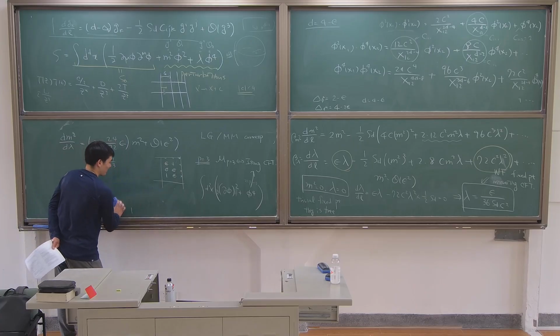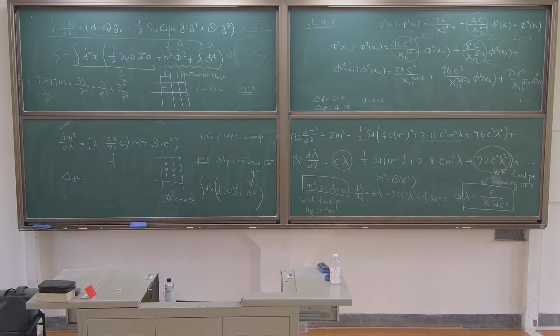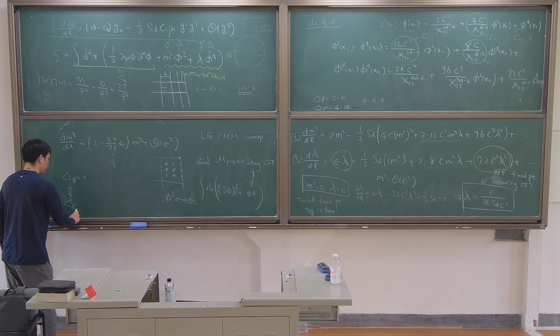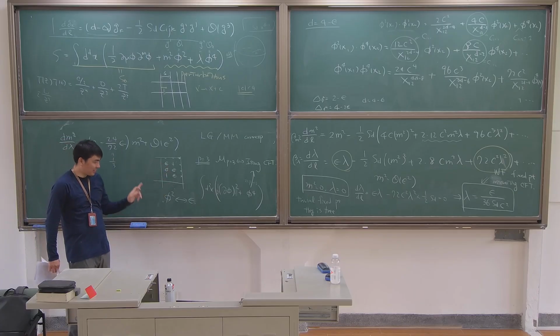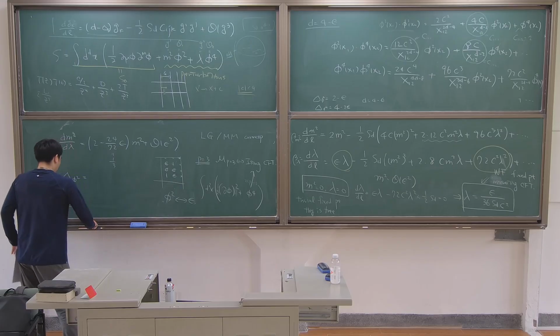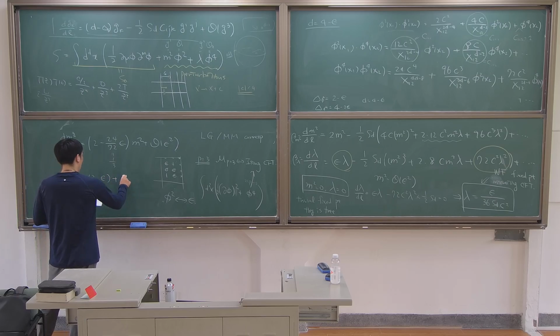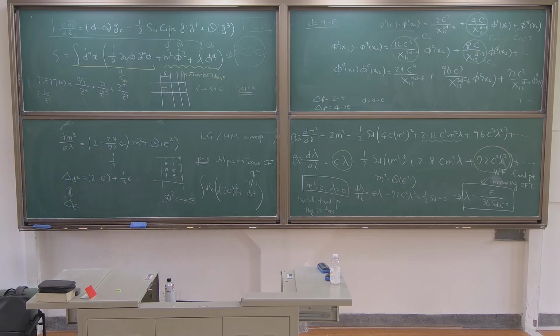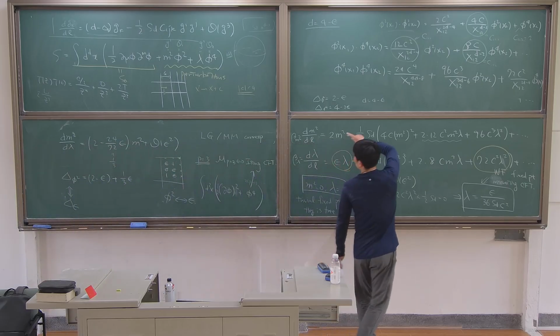Anyway, I'm sorry. But if you have this correspondence, phi square should correspond to epsilon. That's the energy density operator. So phi square is expected to be related to epsilon, the energy density operator. This epsilon is different from this epsilon, okay? So this is the energy density operator. Anyway, the dimension of this guy is 2 minus epsilon plus 1/3 epsilon, from this analysis.